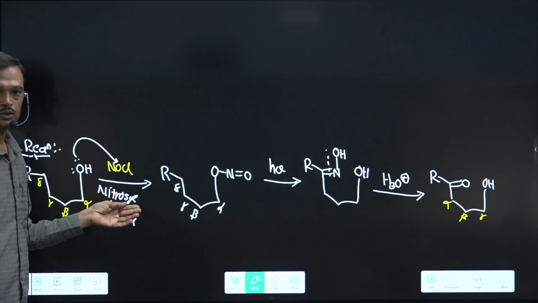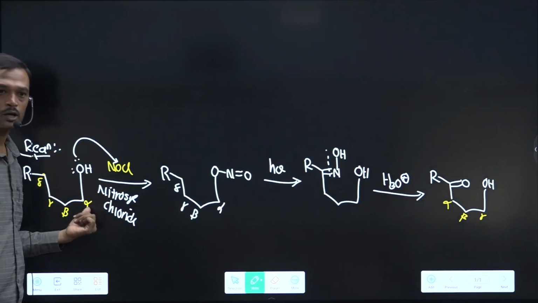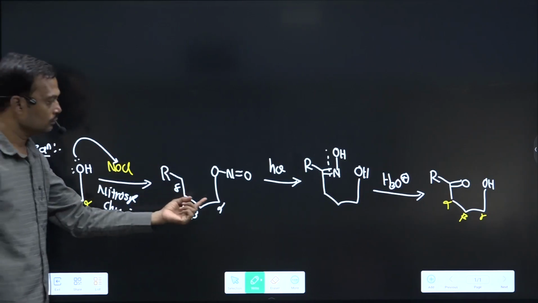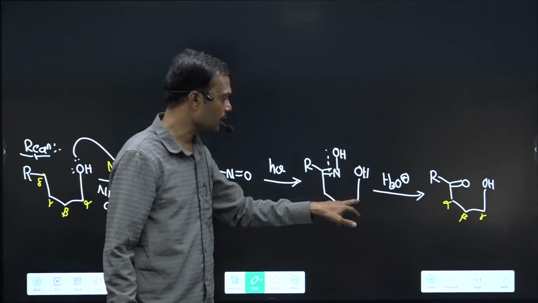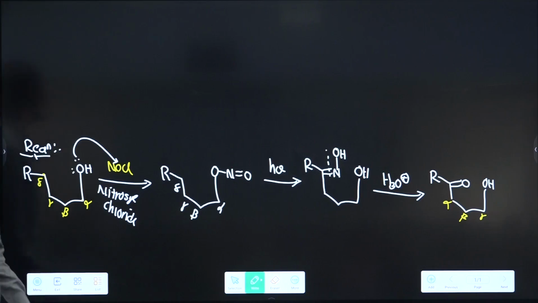Applications. So what is the requirement? Delta carbon hydrogen. Delta carbon hydrogen is present for any alkyl nitrite. That will give, what is your answer? Alpha, beta, gamma, gamma hydroxy oximes. Delta to gamma hydroxy oxime. Then finally gamma hydroxy ketone.